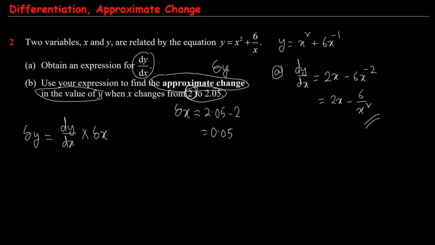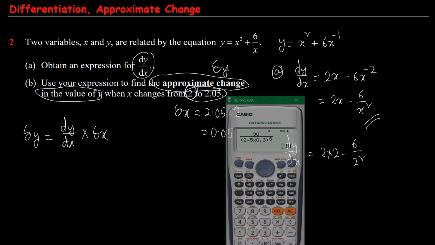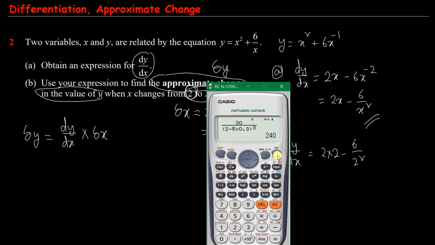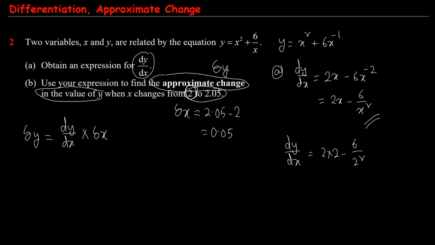So let's find dy by dx when the value is 2. So 2 into 2 minus 6 by 2 squared, which we can actually do with a calculator again. So let me put the values: 4 minus 6 over 4, right? Yeah, 6 over 4. Yeah, it gives us 5 by 2. Let's write here 5 over 2. This is the value we got.